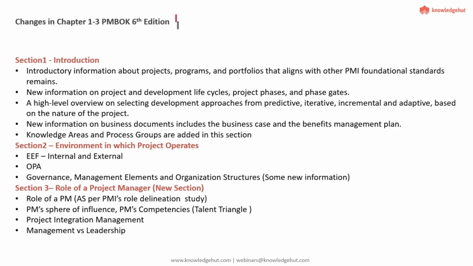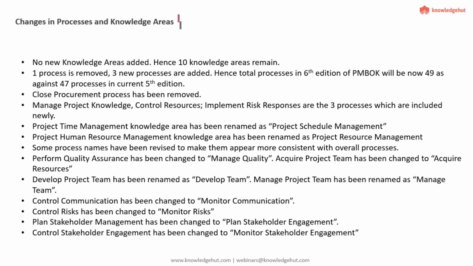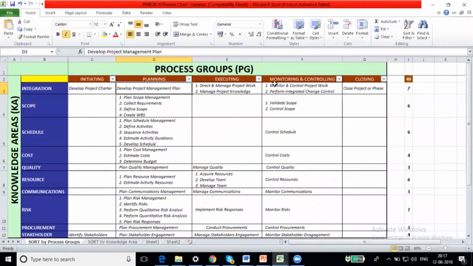Let me quickly take you to the next major thing, which I'm sure you'll be interested in. As I said, the 10 knowledge areas and 5 process groups still remain, so these numbers have not changed. Let me explain what has changed. The 5 process group names remain the same, the number of 10 knowledge areas remains the same, but they have made some changes in the names of some of the knowledge areas.